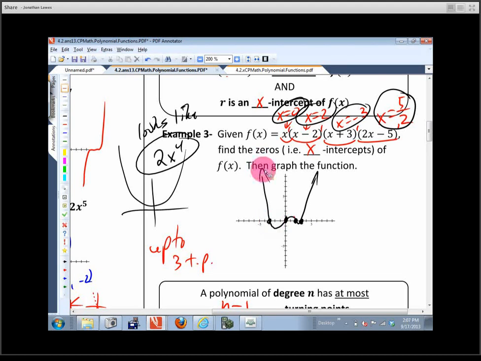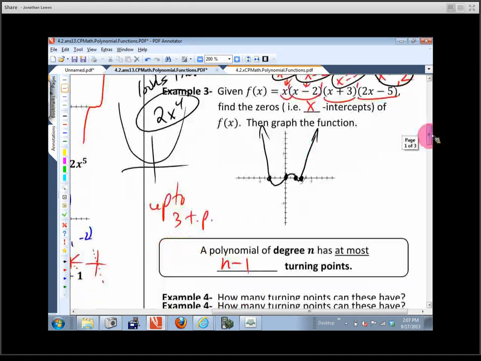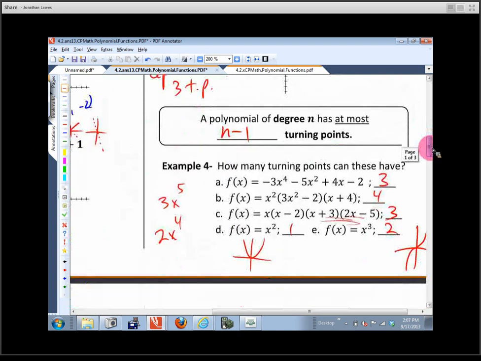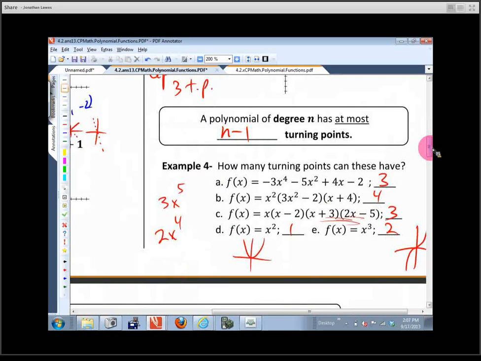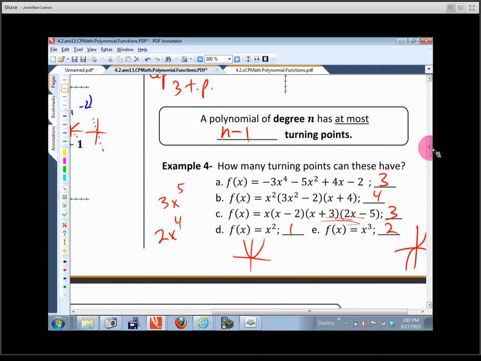And if it starts up here, it crosses through, crosses through, crosses through, and looks something like that. So it doesn't just flatten out, it actually has a couple of little wiggles in there. Okay? And then we talked about turning points, and we said, if you figure out the degree of a polynomial, the number of times it can turn back and forth is 1 less than the degree.